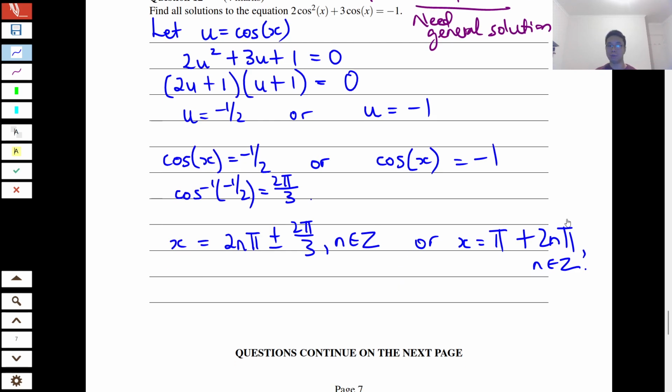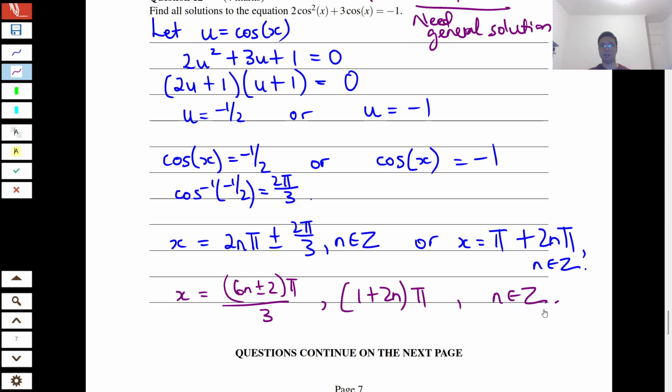Some people would choose to group everything together. You don't have to. If you wanted to, you could say x equals 6n plus or minus 2 pi divided by 3, since 6 divided by 3 is 2. And 1 plus 2n pi, where n is an integer.